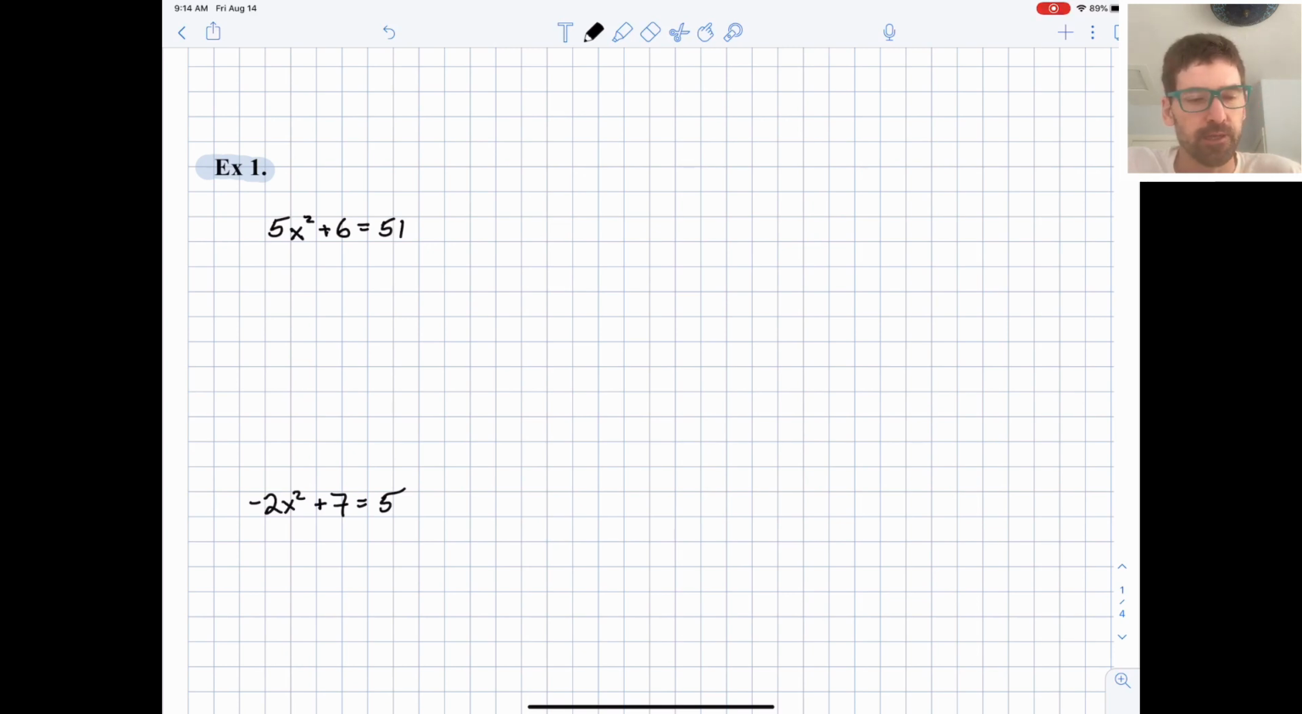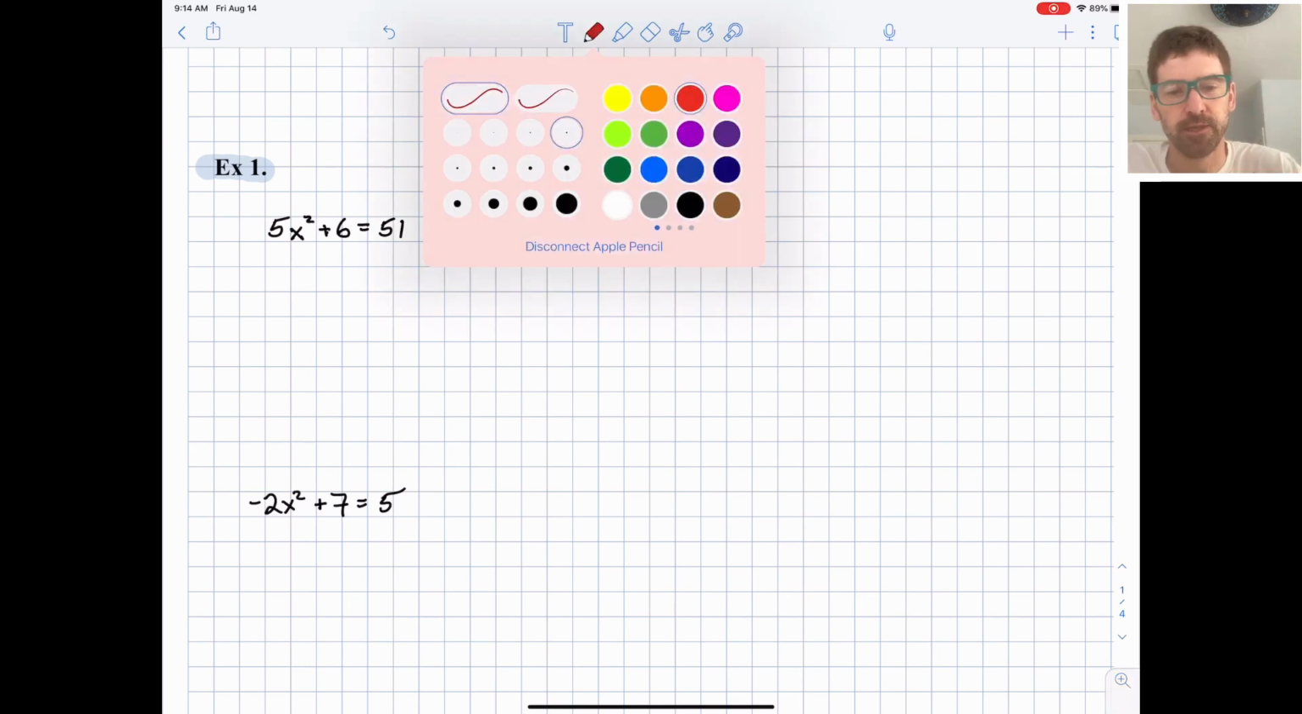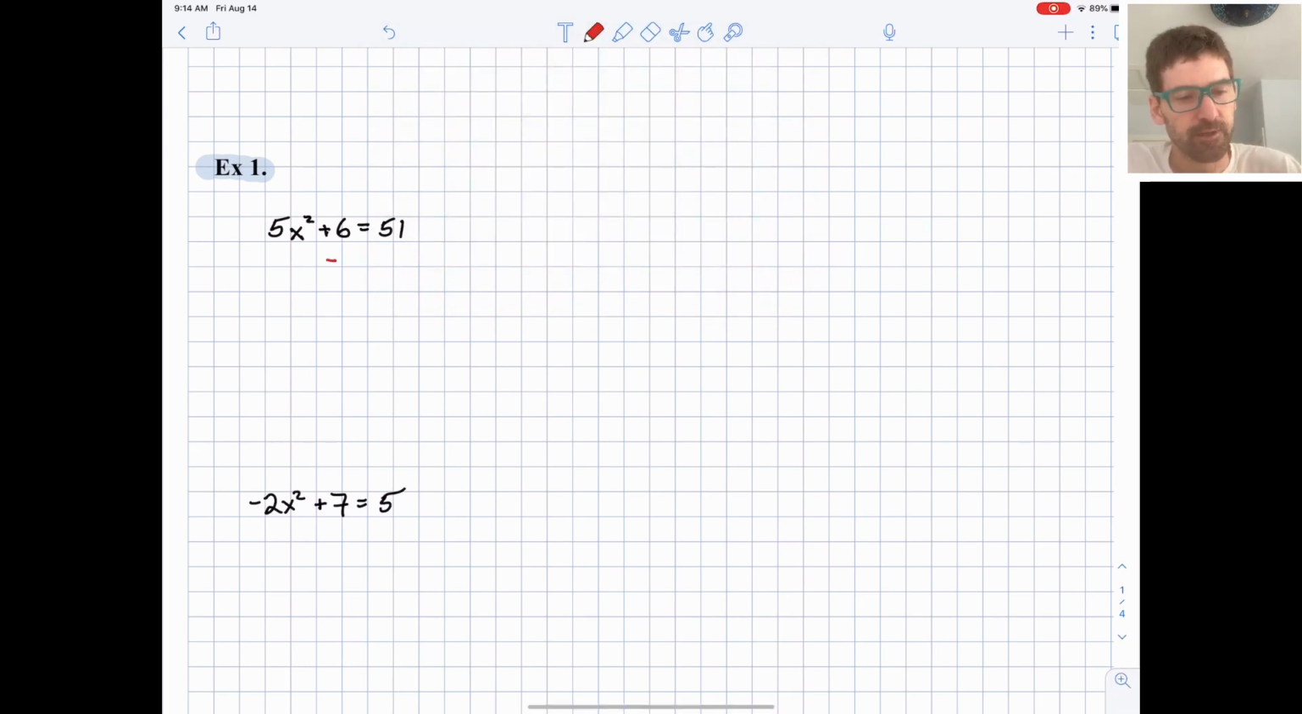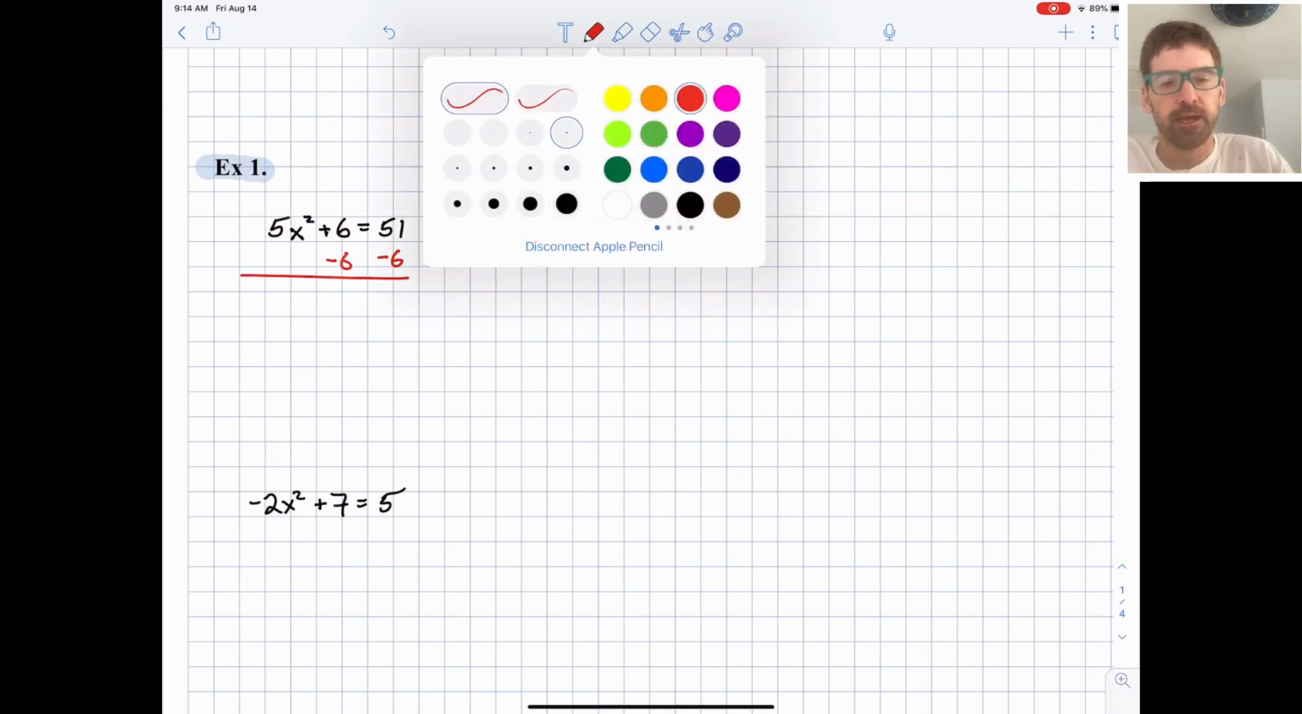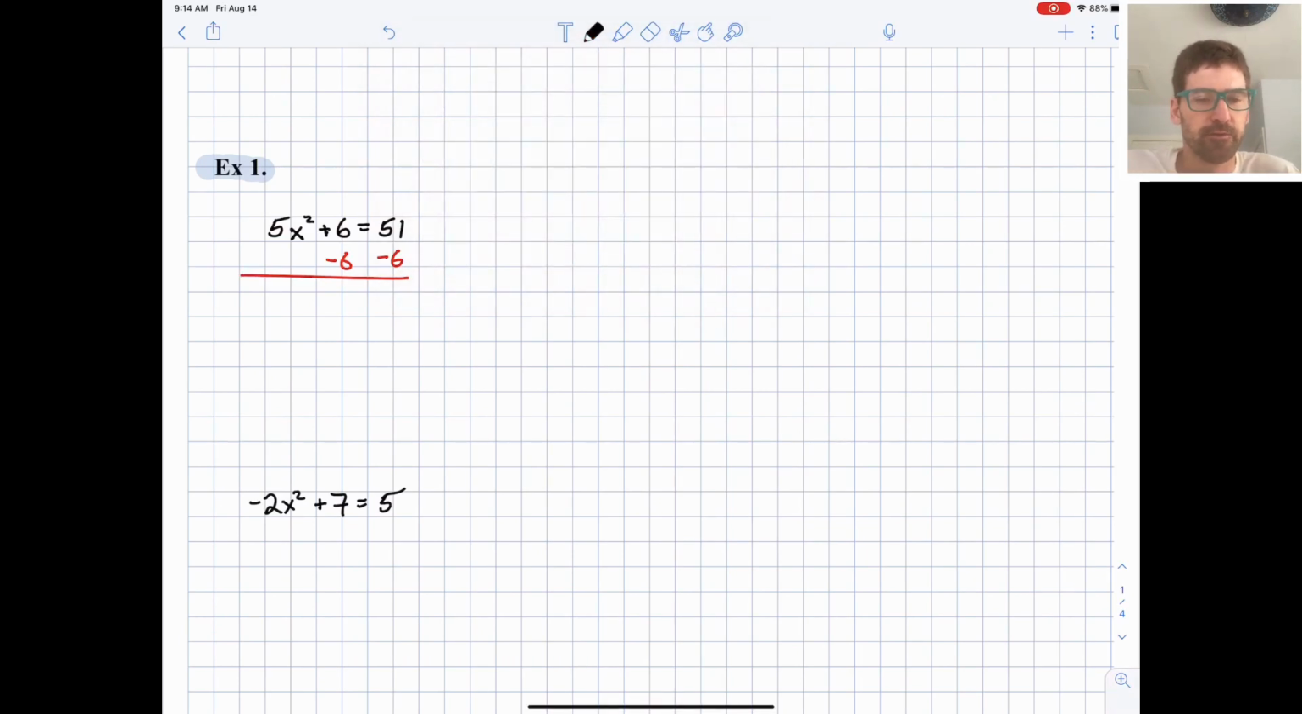That method won't work in future quadratic equations. We'll have to do some more complex work. But here we can just basically do the same thing to both sides. So let's do it. For this first one, we can subtract 6 from both sides. And I want you to think about, as we're going through these, what is unique about these particular quadratic equations that allows us to just solve by square roots. 5x squared equals 45.